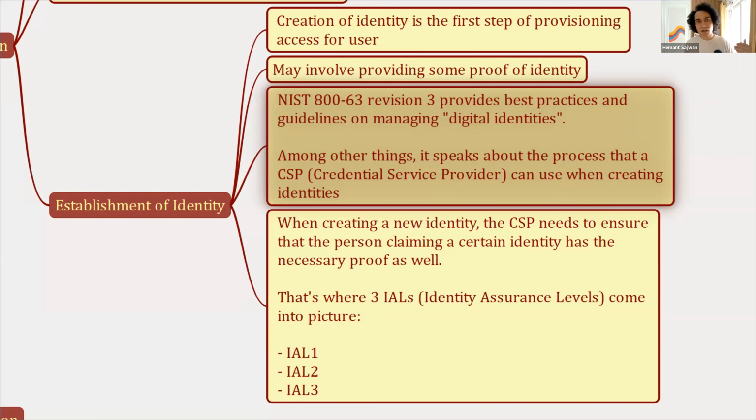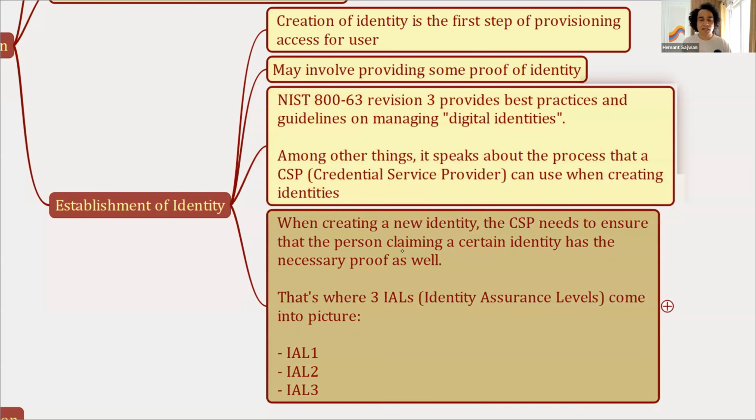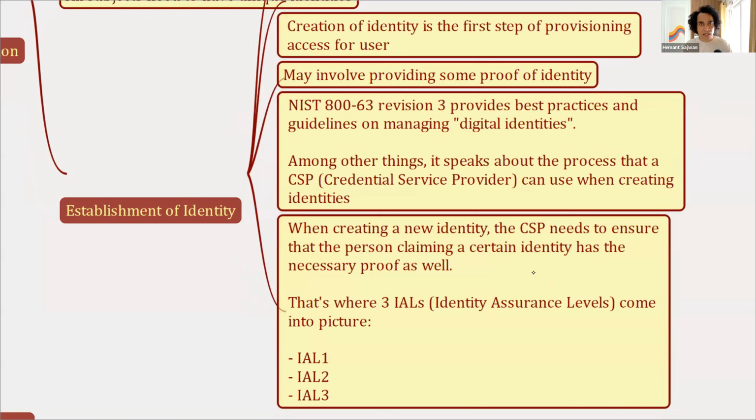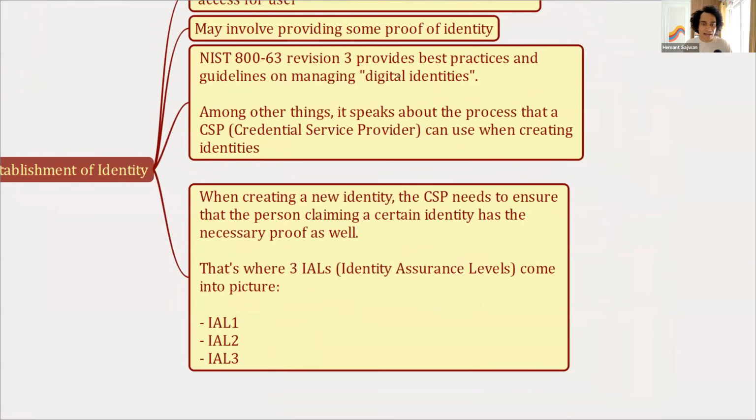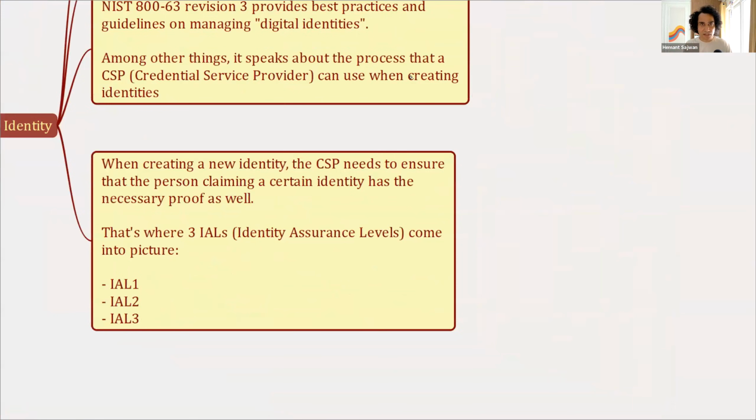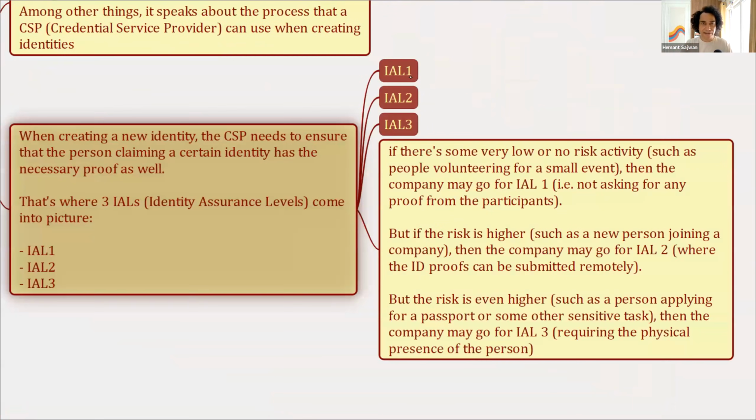Now, when that CSP is creating a new identity for the users, the CSP needs to ensure that the person claiming a certain identity has the necessary proof as well, although it is not always necessary. But mostly you will have to submit some kind of proof that you are who you are claiming to be. And that is where three IALs come into the picture. IAL stands for Identity Assurance Levels. So these are the three identity assurance levels, IAL1, IAL2, and IAL3. What are these three levels and what is the difference between them? Let's understand that one by one.